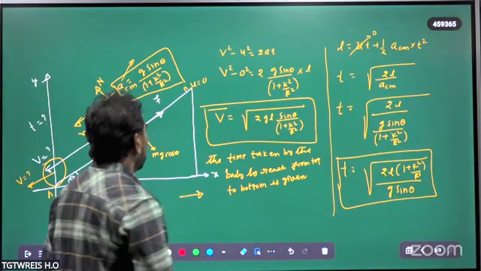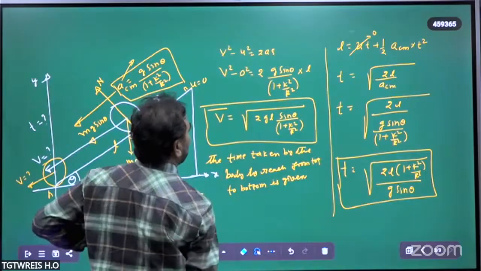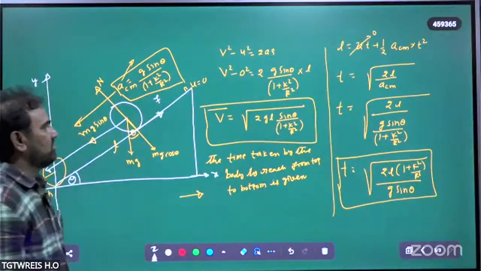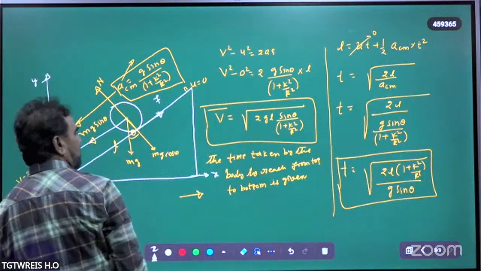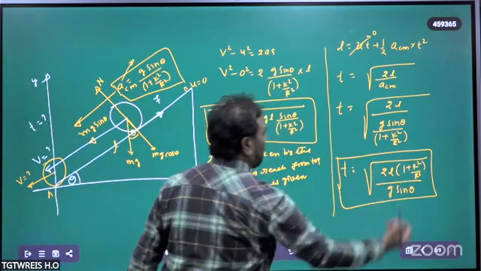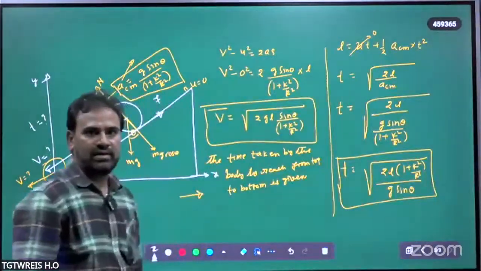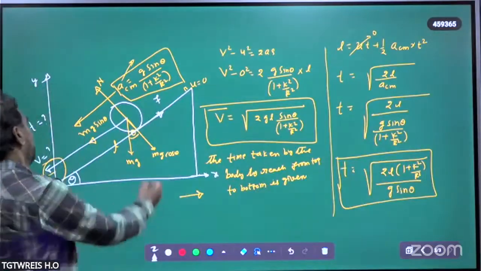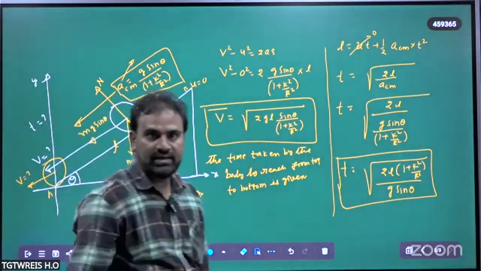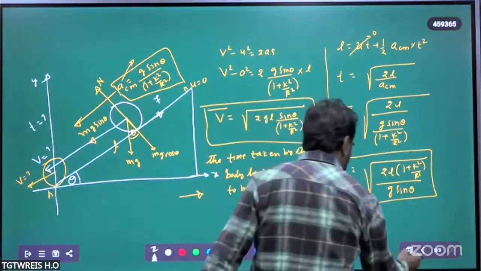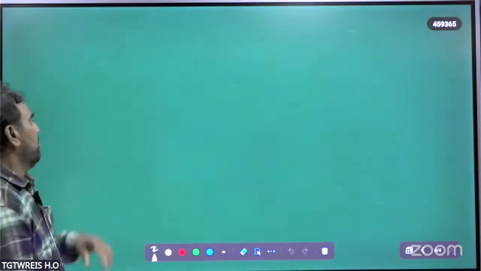Next, the velocity with which it reaches the bottom is given by v is equal to square root of 2gl sin theta upon 1 plus k square upon r square. Next, the time taken by the body to reach the bottom is given by t is equal to square root of 2l into 1 plus k square upon r square by g sin theta. Okay, so these conditions are applicable when a body is rolling down an inclined plane. Is it clear? Okay, next, based on this concept, let's see some problems.